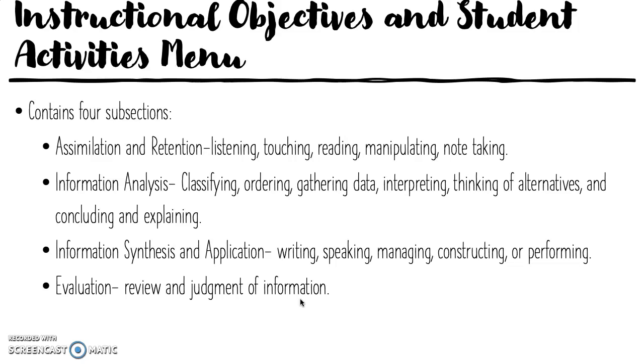The next one is the Instructional Objectives and Student Activities menu. This one also has 4 subsections. The first one is assimilation and retention, and that is listening, touching, reading, manipulating, and note-taking. The information analysis is classifying, ordering, gathering data, interpreting, thinking of alternatives, and concluding and explaining. Information synthesis and application is the 3rd subsection, and that includes your writing, speaking, managing, construction, and performing. And the evaluation is the review and judgment of the information which they have learned.